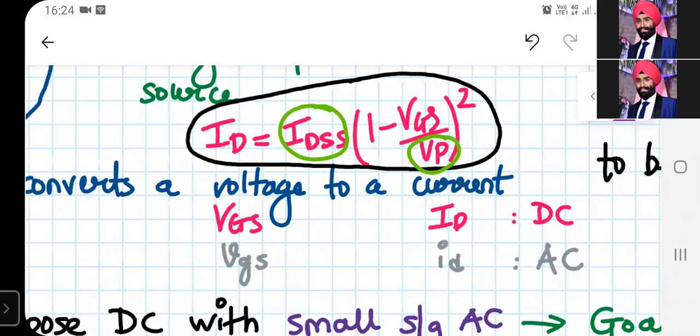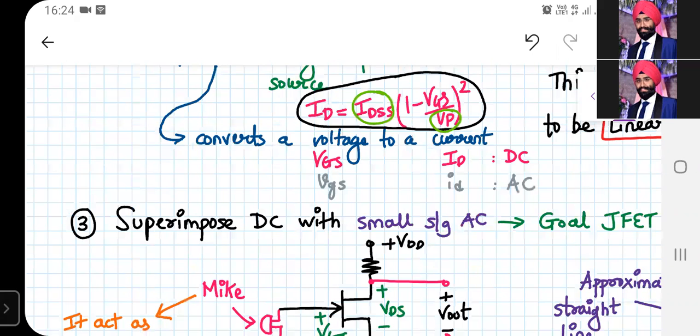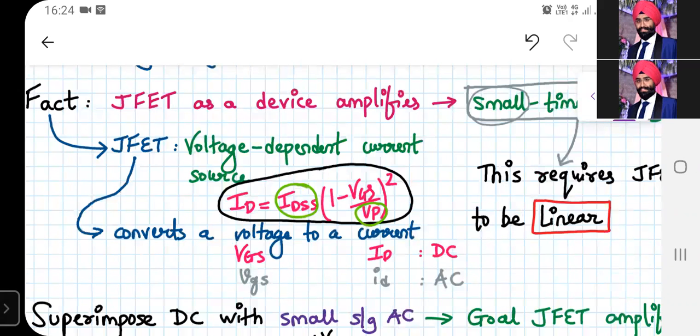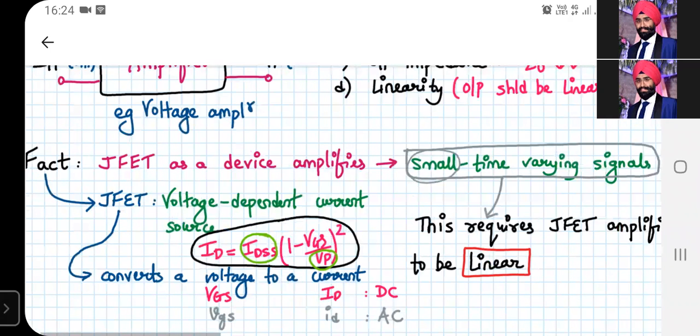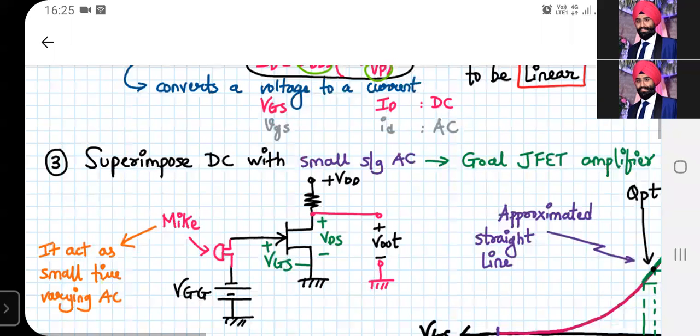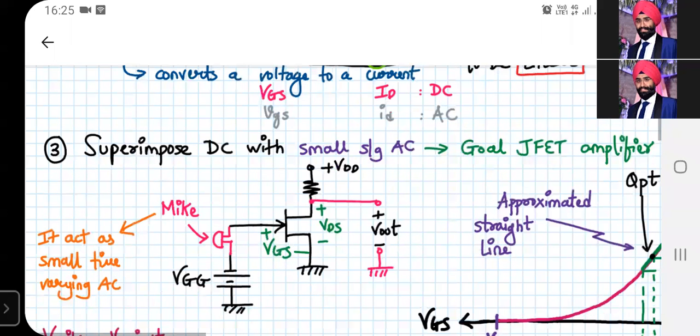Any doubts so far? Anyone? Or shall I proceed ahead? Everything okay? Everything going fine? Yes, sir. Okay, fine. Let me know if I'm too fast. I'm going a little slow because this is a very important concept.